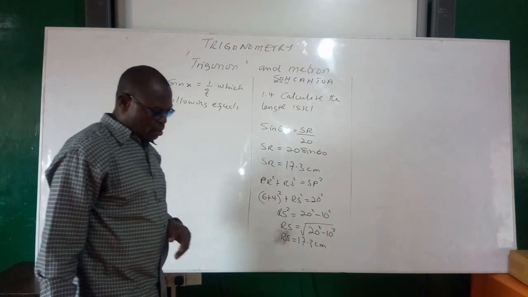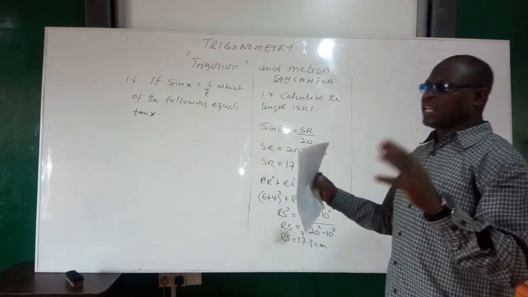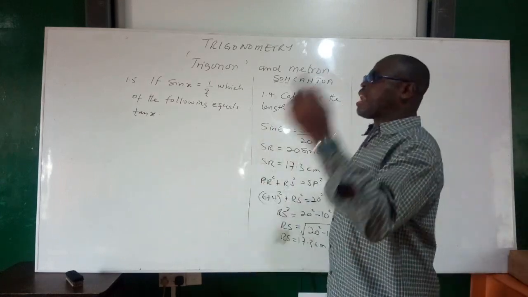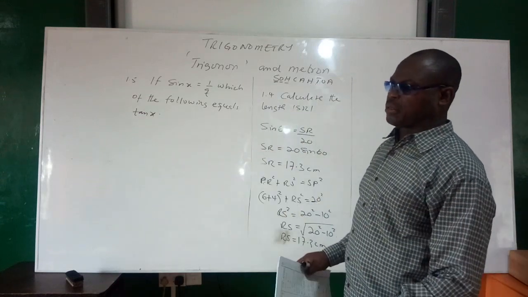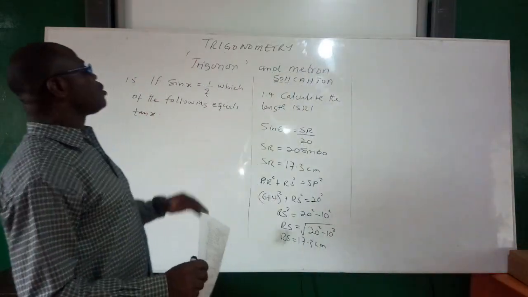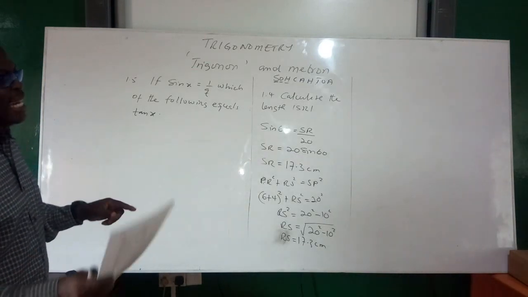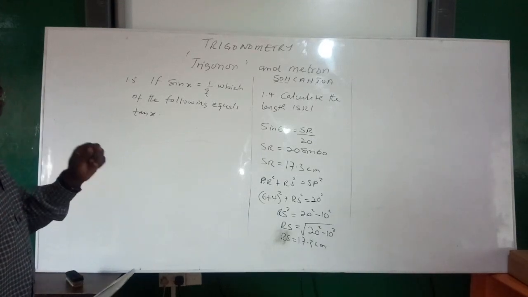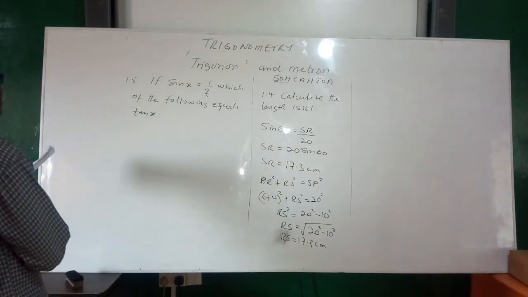Now we should note one thing. Anytime we are given one of the trig ratios and then we are asked to find another one, immediately Pythagoras should come in, because trigonometry does not go on its own. It's always with Pythagoras theorem. So we draw the right angle triangle, and Pythagoras helps us find the other side before we'll be able to find the other trig ratio.